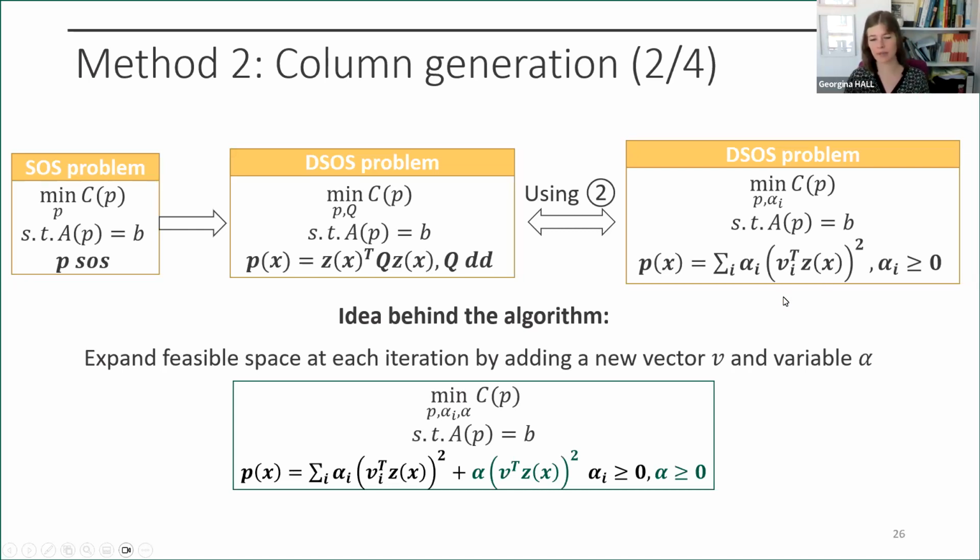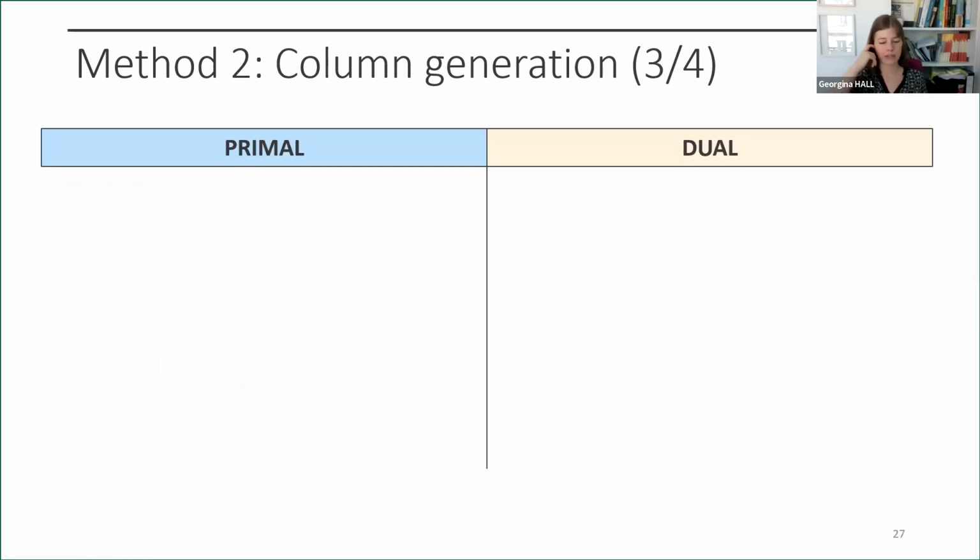So the idea behind the algorithm, as I was saying, is that at each iteration, you allow yourself a new square, basically. You allow yourself a new vector v and a new variable alpha, such that P(x) is the sum of the initial term plus a new term. So obviously, you can see that I can recover the previous problem by simply setting alpha equal to 0, but I can do better because I allow myself to take alpha non-negative. And the key question here really, because alpha_i and alpha are decision variables, is how do we pick v? How do we pick v in a smart way such that we're guaranteed to improve at each iteration? And the key idea here is to use the dual.